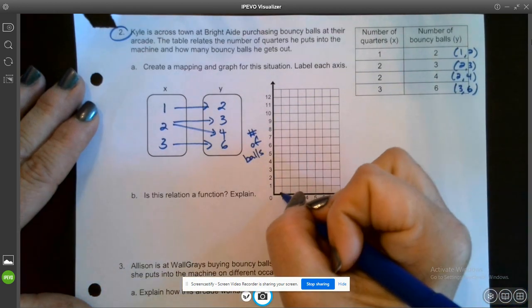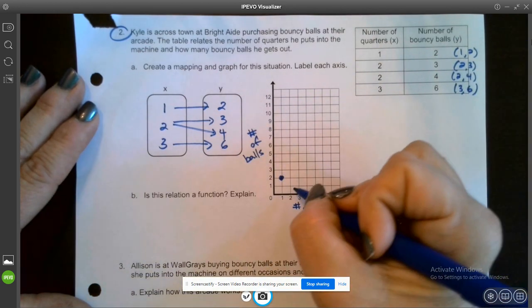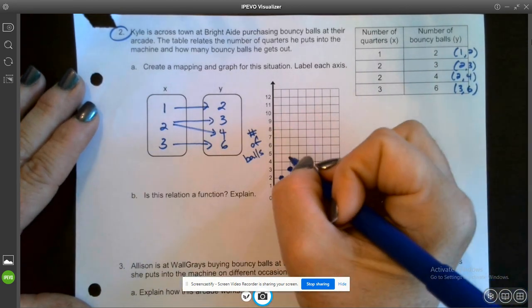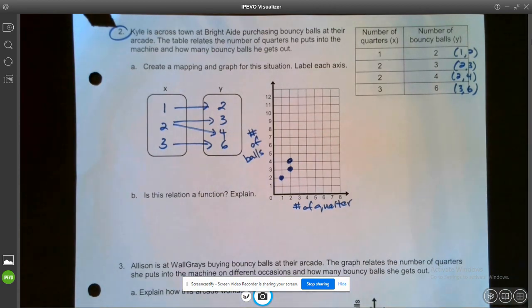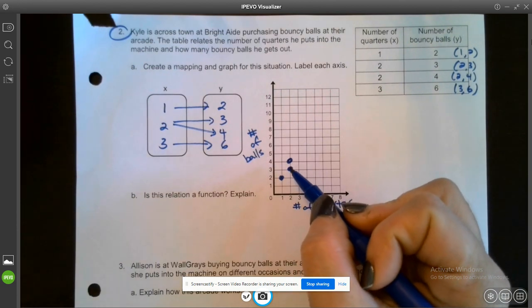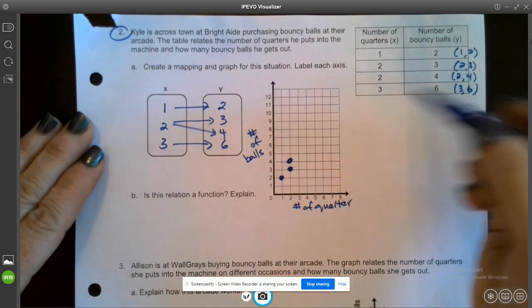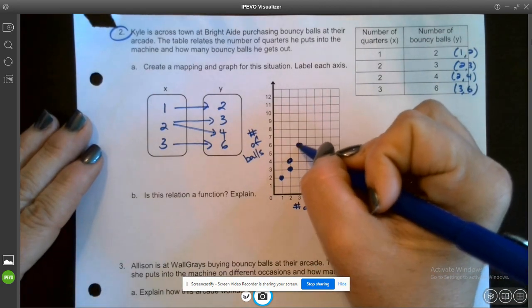So 1, 2 is going to be 1 over, 2 up. 2, 3 is going to be 2 over, 3 up. All right, it's looking like a line. Whoa, whoa, whoa. Now we got 2, 4. What the flying fig is going on? That looks bizarre. We've got 2 points right here. We've never done that before. That's super weird. Oh, well. And then we've got 3, 6. So 3 is going to go up 6.